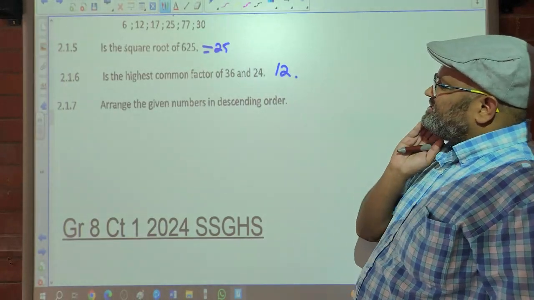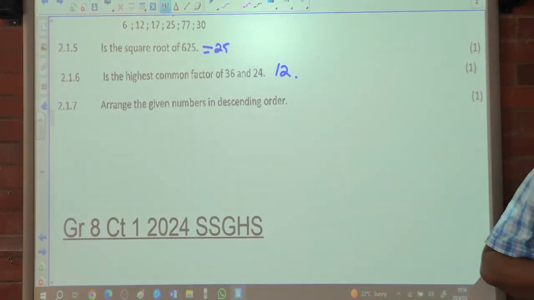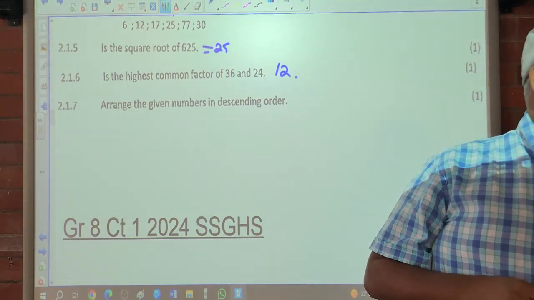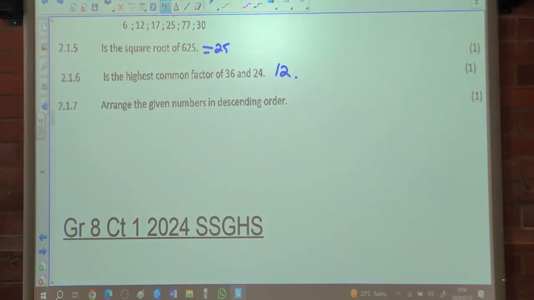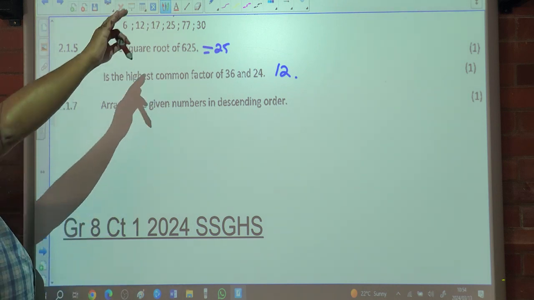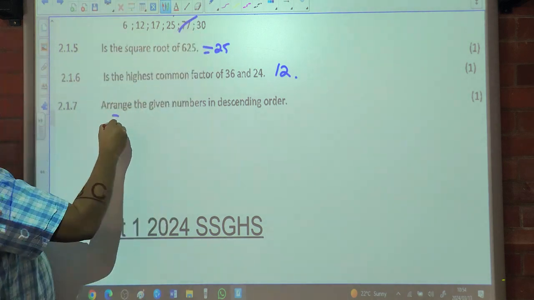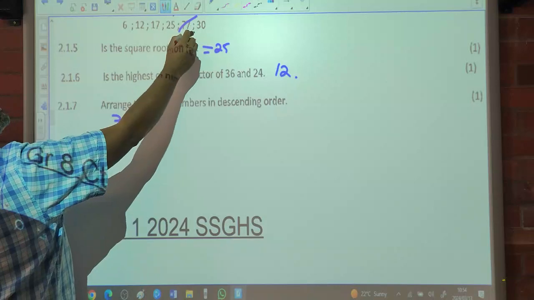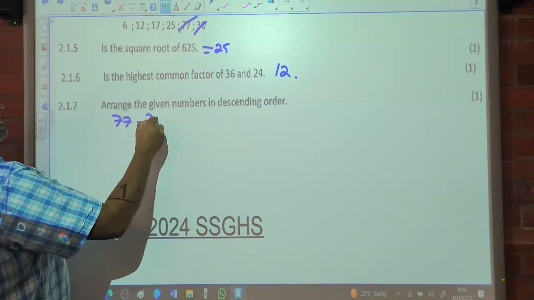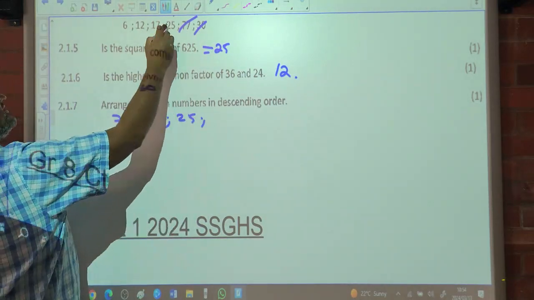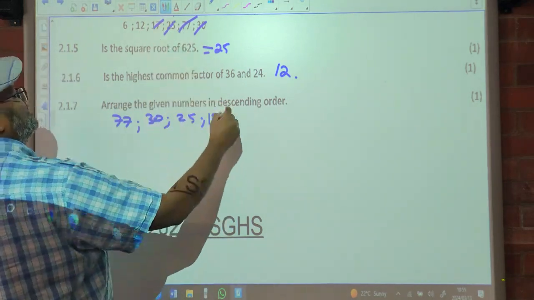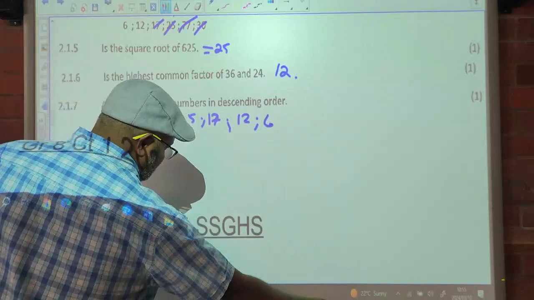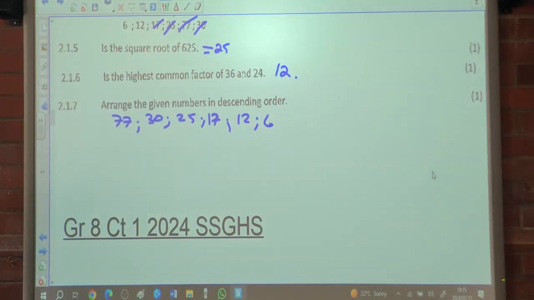Arrange the given numbers in descending order. What does descending mean? You just call it out, you don't shout it out. Okay, so 77, then? What's the next? 30, yes, and then? 25, yes? 25, 17, 12, and 6. Okay, that I think was pretty simple.